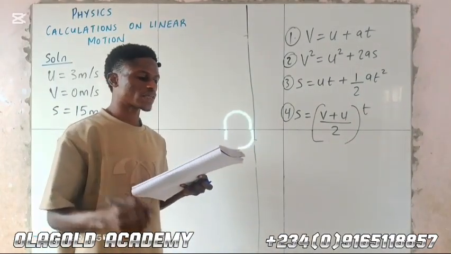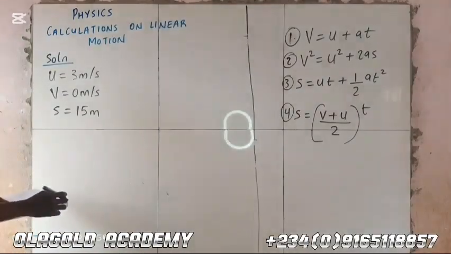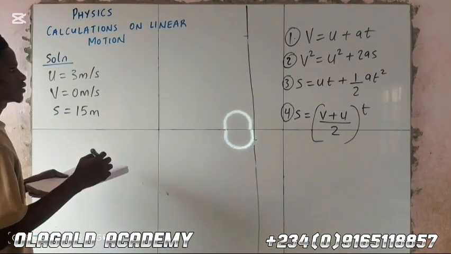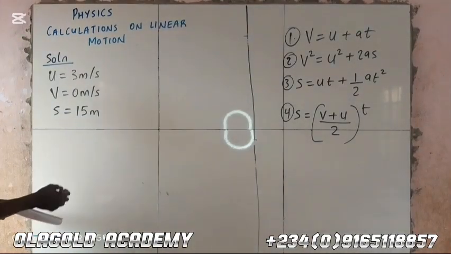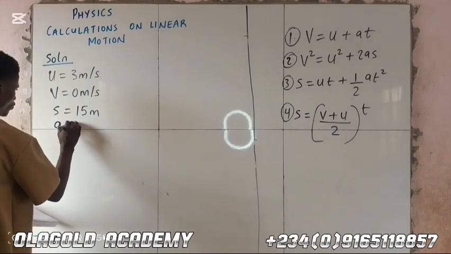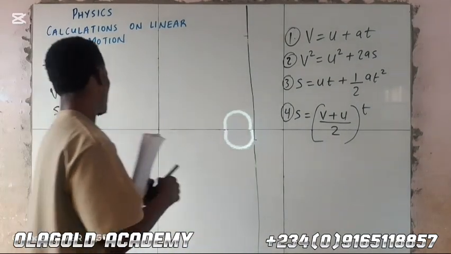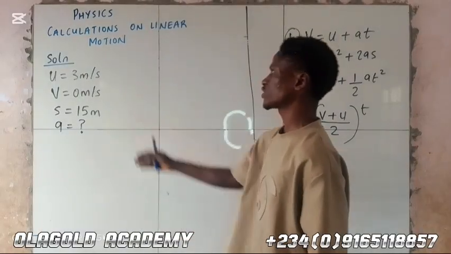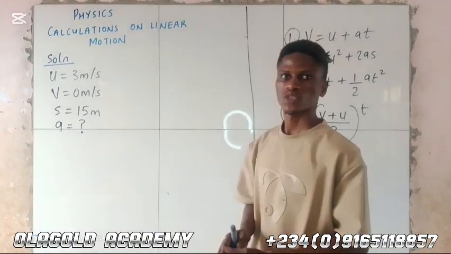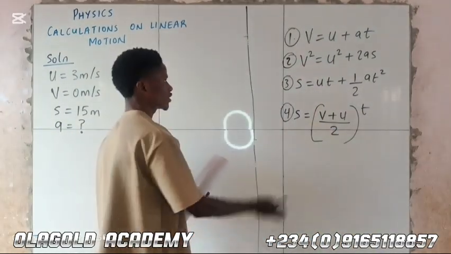Calculate the retardation. So we have to calculate the retardation, and retardation also is a kind of acceleration. So we have this as our given parameters. Let's examine these equations together.